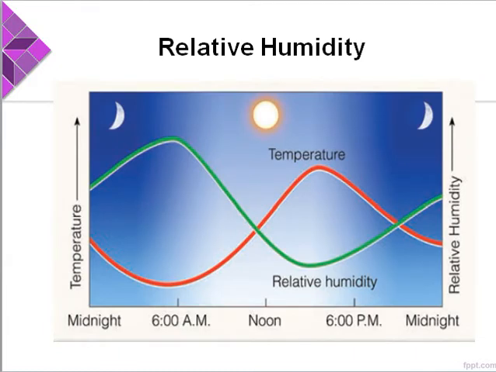Now, in application, in many places, the air's total vapor content varies only slightly during the entire day. And so, it is the changing air temperature that primarily regulates the daily variation in relative humidity. Again, changing air temperature primarily regulates the daily variation of relative humidity. As the air cools during the night, the relative humidity increases.